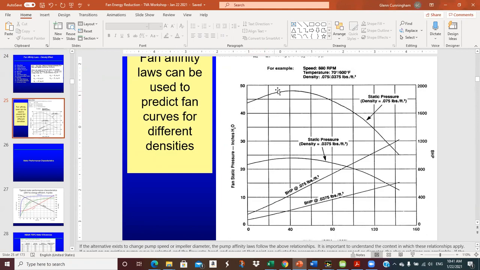At 70 degrees, this is my fan curve, and these are the pressures I'm getting. I'm getting like 40 inches. And at half the density, I'm down here, getting in the 20s. And so that fan curve is going to change in direct relationship to that density ratio, and the power curve is going to change.